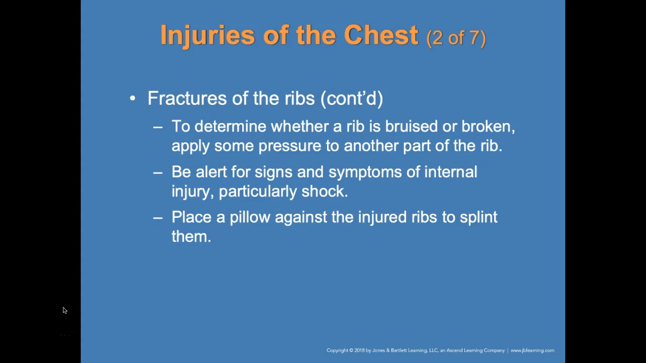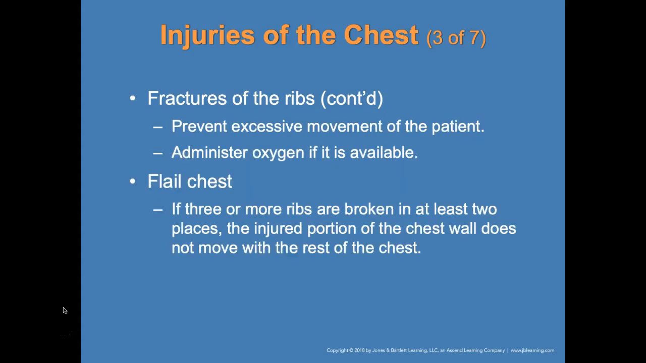We're just going to place a pillow against the injured ribs to splint them. There's not a whole lot you can do for ribs. We want to prevent excessive movement and administer oxygen if it's available. Another type of rib injury would be what's called a flail chest. This is when 3 or more ribs are broken in at least 2 places, and the injured portion of that chest wall does not move with the rest of the body.